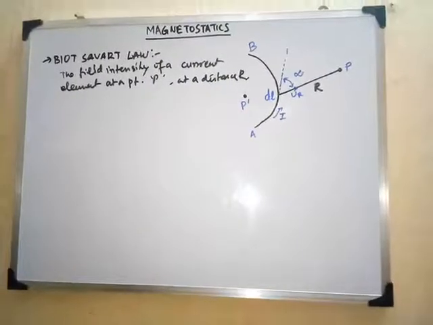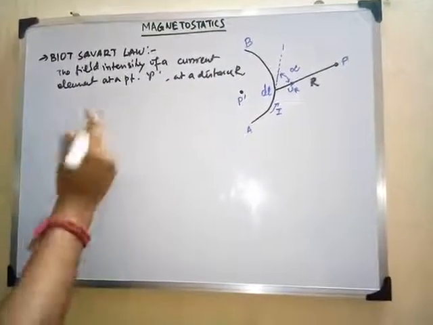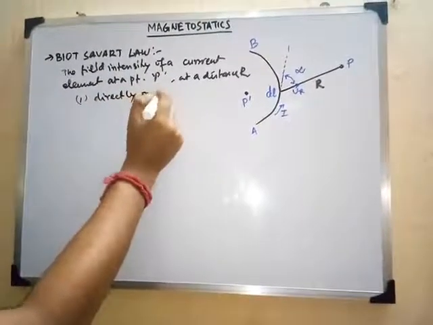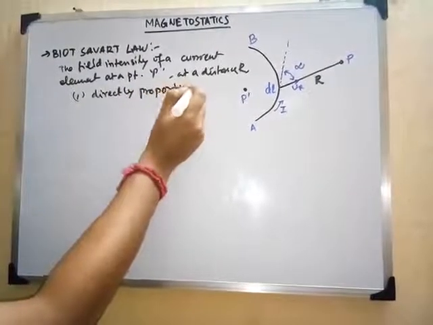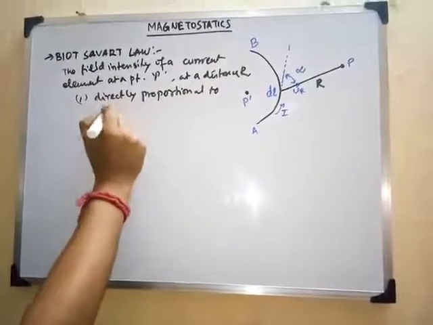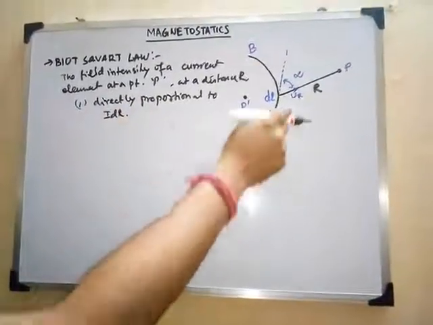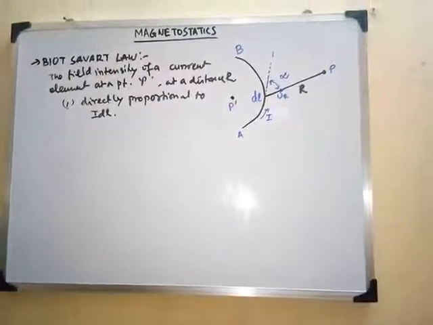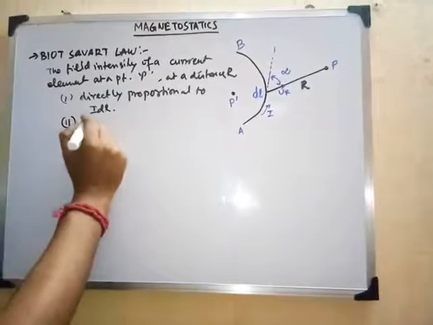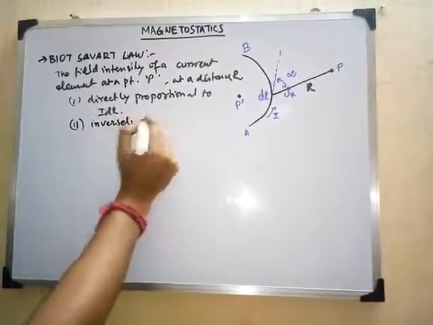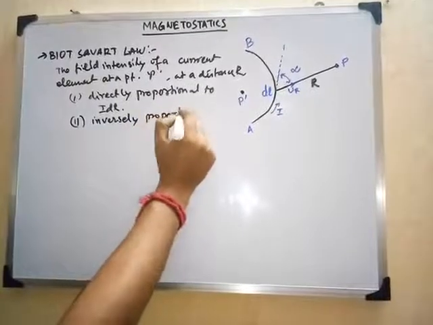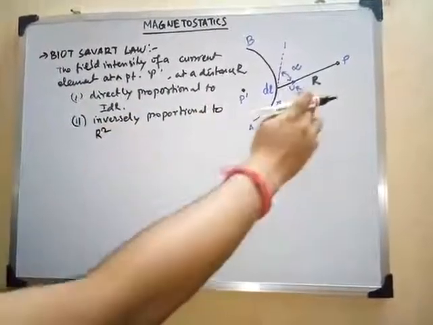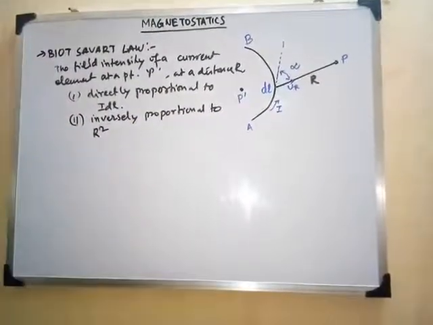If this is the condition, then we can say that, number one, it will be directly proportional to IDL, where I is the current which is passing from A to B, and DL is taken as the small length element of the total line, right? And it is inversely proportional to the square of the distance. That is, here if it is R, the square of the distance is R square, right?